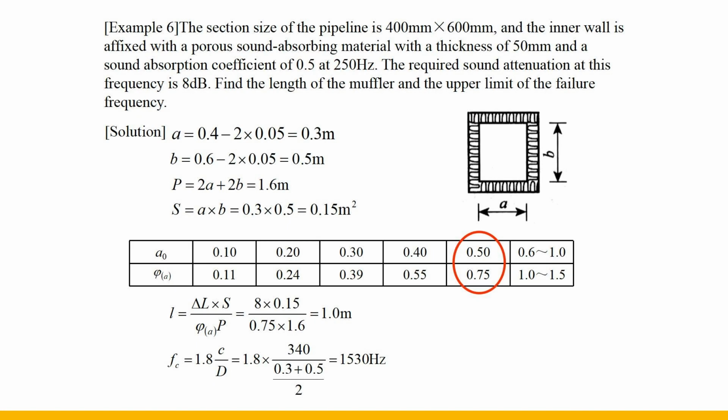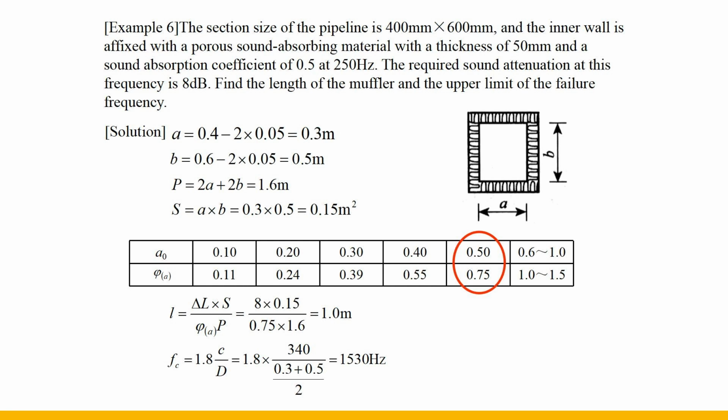It can be seen from the figure that the section size of the muffler is the same as that of the pipeline, and its effective section size needs to deduct the thickness of the sound-absorbing material. The effective section parameter P is equal to RA plus RB, which is equal to 1.6 meters. The square sectional area S is equal to A times B, which equals 0.15 square meters.